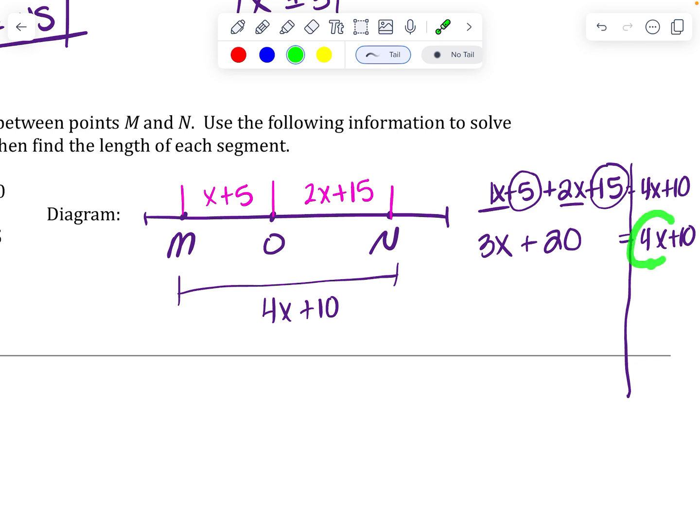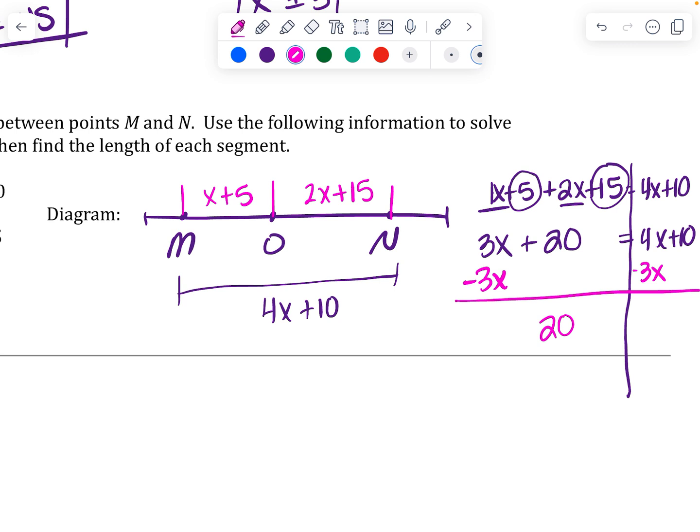I have more x's on this side, so I'm going to move these x's over here. And you're going to do that with inverse operations. This is a positive 3x. So to get rid of it on the left, you're going to do minus 3x. And you're going to line that up with the like terms, which would be the x term. So on this side, you're going to have 20 left over because 3x minus 3x is 0. 4x minus 3x is 1x, and you still have a plus 10.